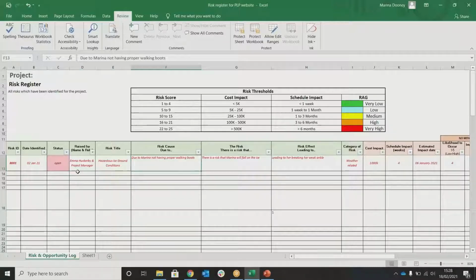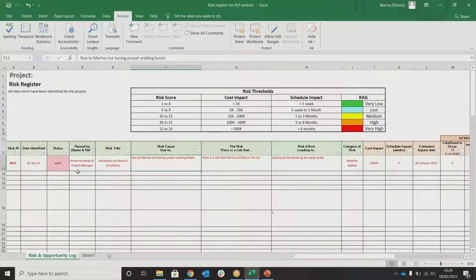The next three columns are the ones that I think are the most valuable to entering your risk into this risk register. I don't know if people have ever heard of the bow tie effect. You have a cause before you reach a risk, and then there's always an effect leading from the risk if it does hit. This is the perfect way of a person understanding what the actual risk is.